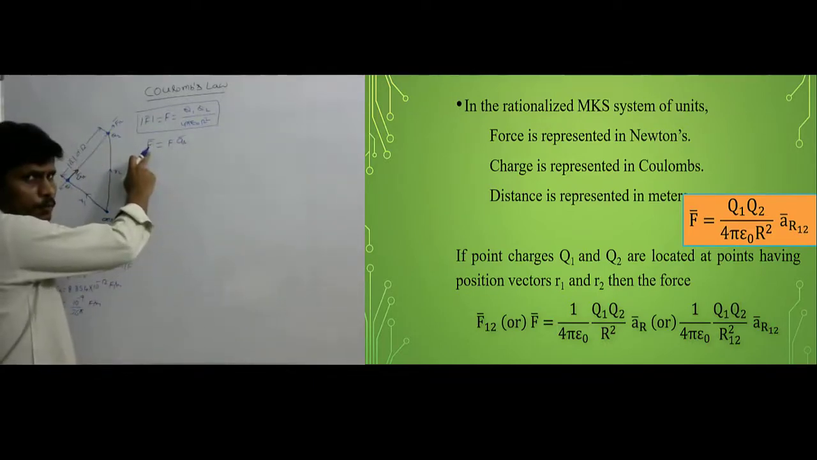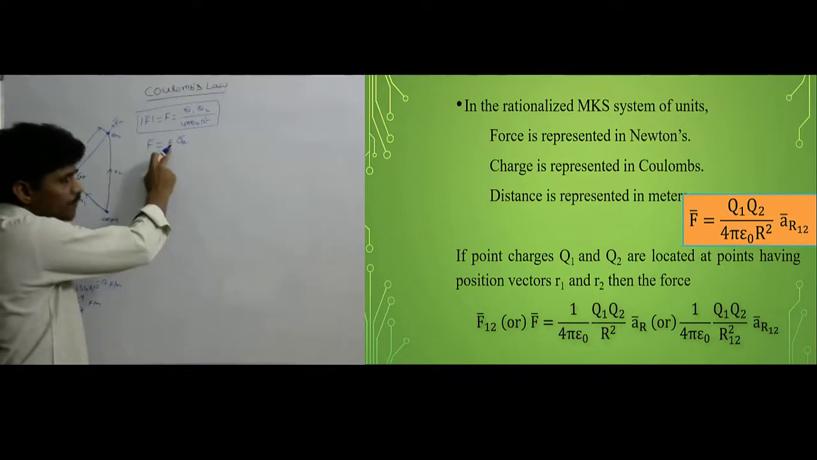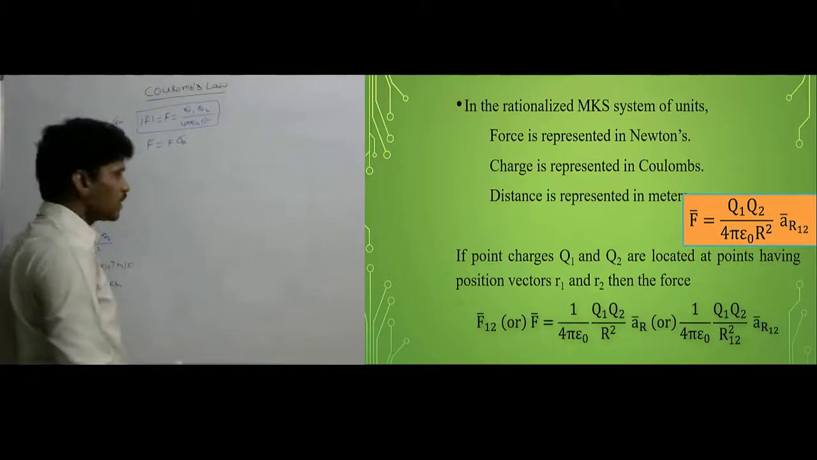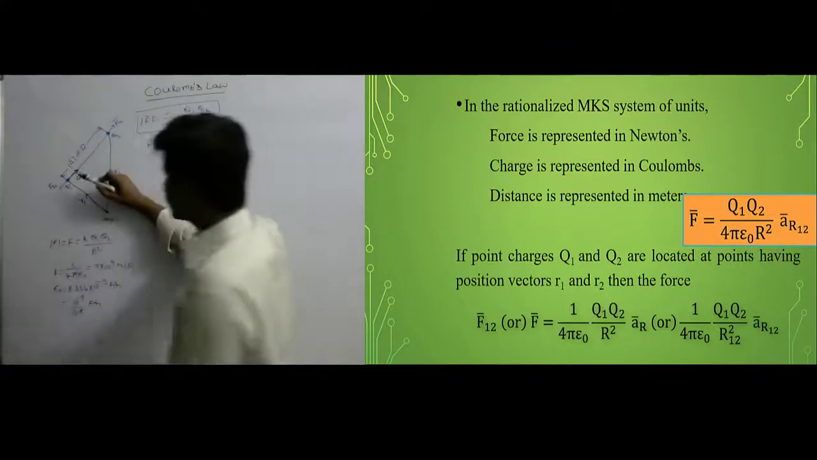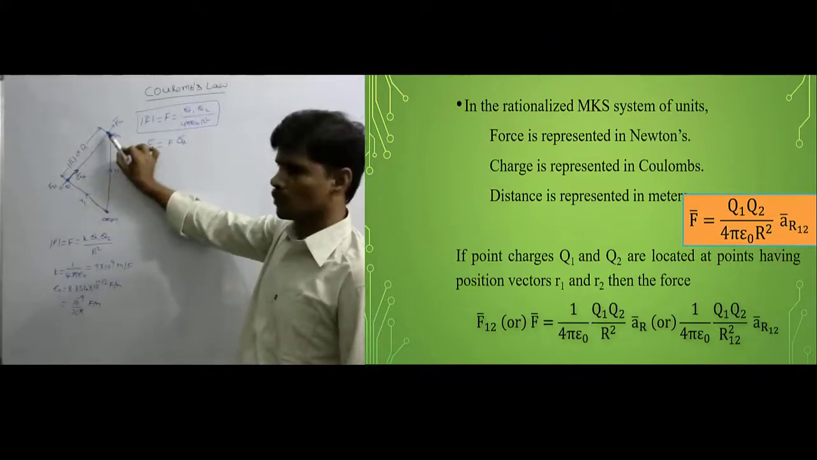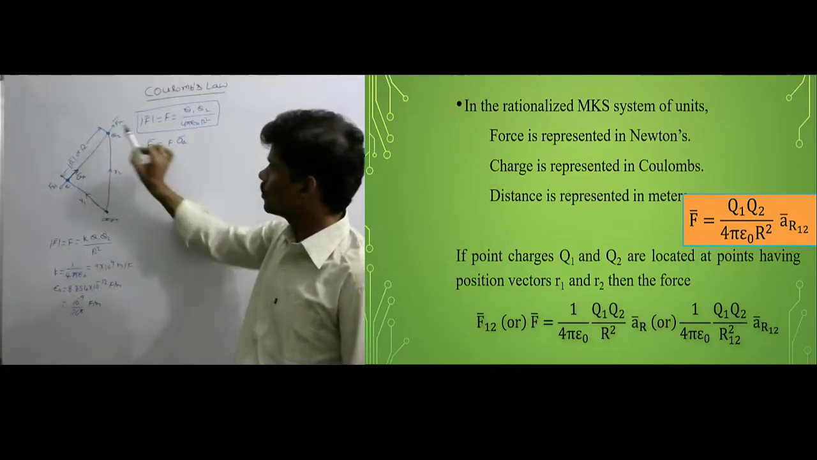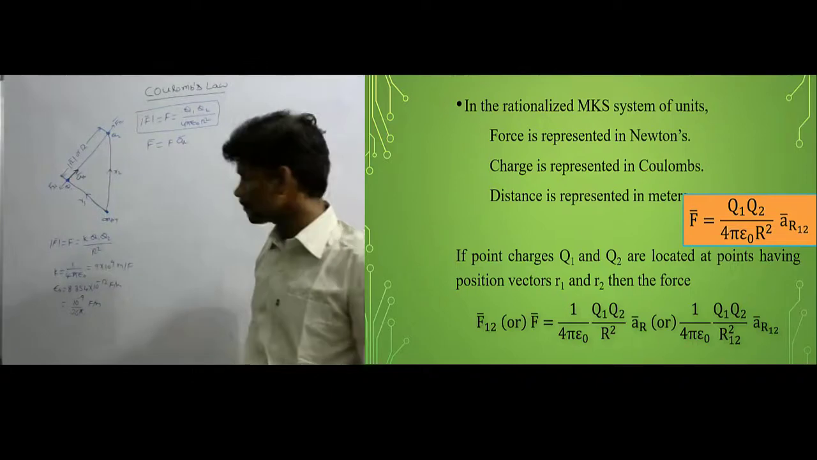F bar is the force vector, and this F is the magnitude of the force, where AR bar is the unit vector directed from charge Q1 to charge Q2.